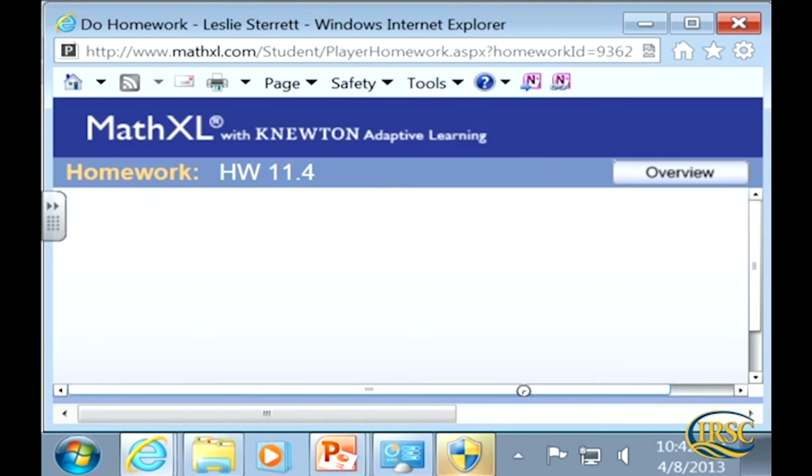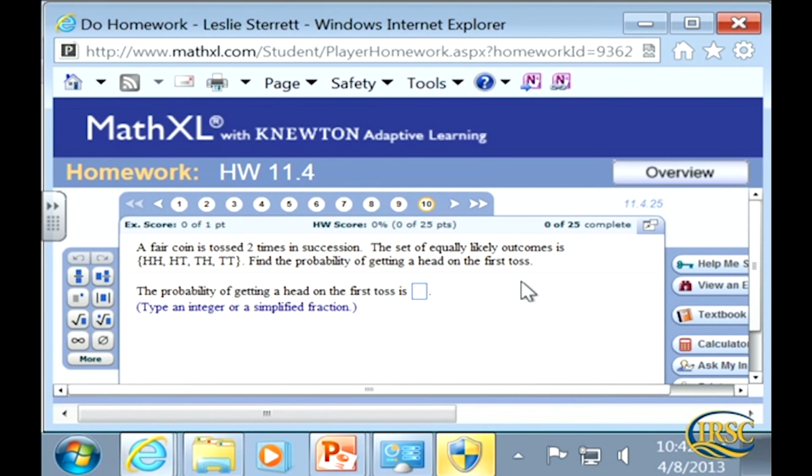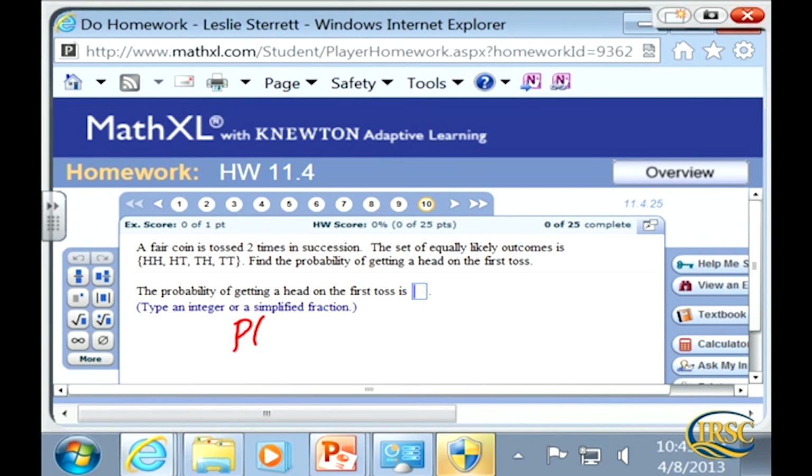All right, now here you might be flipping a coin, but notice that you're flipping a coin 2 times. So in the set, they have already listed all the possible outcomes for you. So you could get a head the first time and then a head the second time. Or you could get heads the first time and then tails the second time. Or tails the first time, heads the second time, or tails on both tosses. So they've listed out that sample space for you. So it wants to know what's the probability of getting a head on the first toss. Okay, probability of getting heads on first toss.